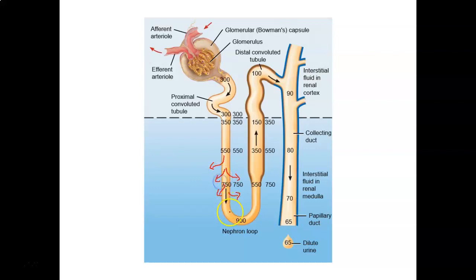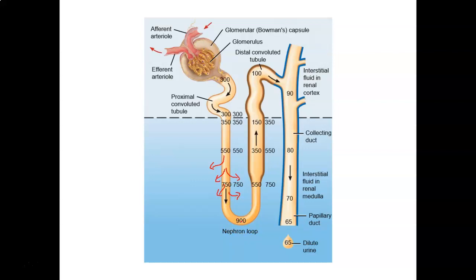That's why you see the concentration increase, from 300, 350, 550, 750, 900. No, you do not have to remember these numbers, not at all. But as water leaves, that increases the concentration of the urine.